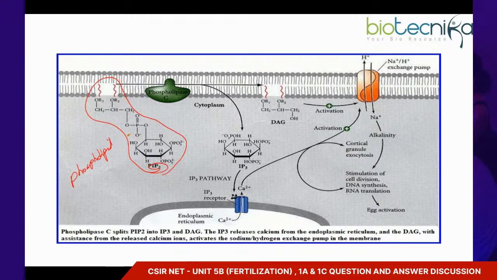Why is it PIP2? What are phospholipids made up of? They have a glycerol backbone. See, this is a glycerol backbone. From the first carbon, one fatty acid comes out. From the second carbon, another fatty acid comes out, which are a part of the cellular membrane of the egg. The third carbon, however, is associated with a phosphate group, and that phosphate group is further associated with a polar group. This group is called inositol. It is a polar group.